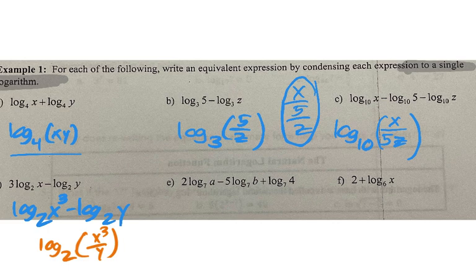What about E? Okay, with E we've got log base 7 of 4a squared over b to the 5th. I have not done that one yet. Okay. Log base 7 of a squared, execute the 2 in front, minus log base 7 of b to the 5th, plus log base 7 of 4.